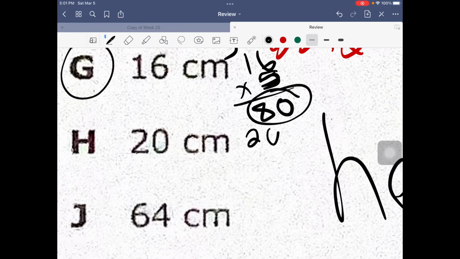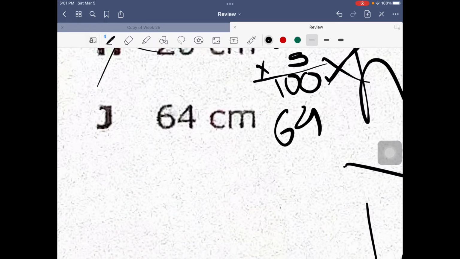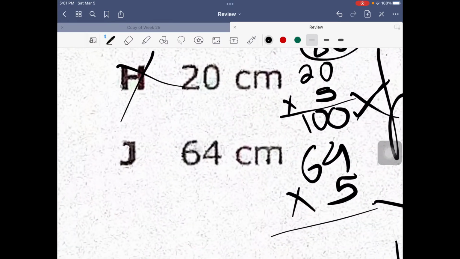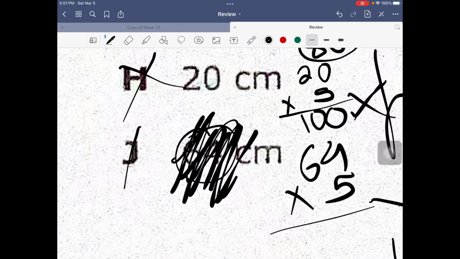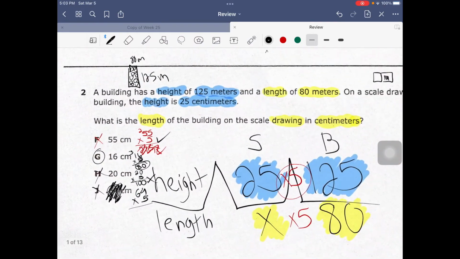Now let's just check the rest. 20 times 5. Do you think you're going to get 80? I don't think so. 0 times 5 is 0. 2 times 5 is 10. 100. This is not correct. And 64. You don't even have to do 64 because if 55 does not give you 80, 64 being larger, even less. So 16 is your answer for number 2.